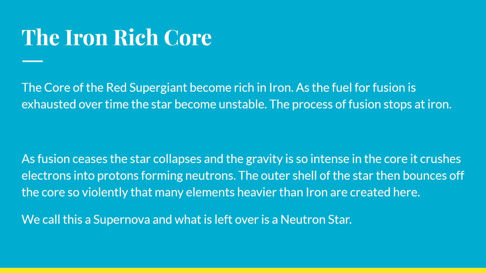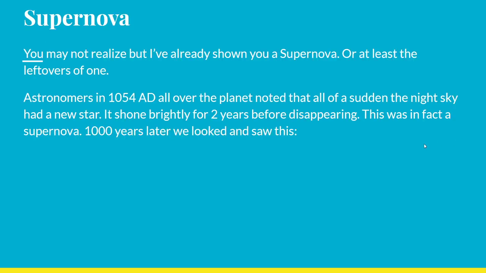This process doesn't take that long. We call this process a supernova. And in this case, what's left over when those electrons fell into the protons, forming neutrons, is a neutron star. And you may not realize it, but I've actually already shown you what a supernova looks like. At least I showed you what was left over of it.